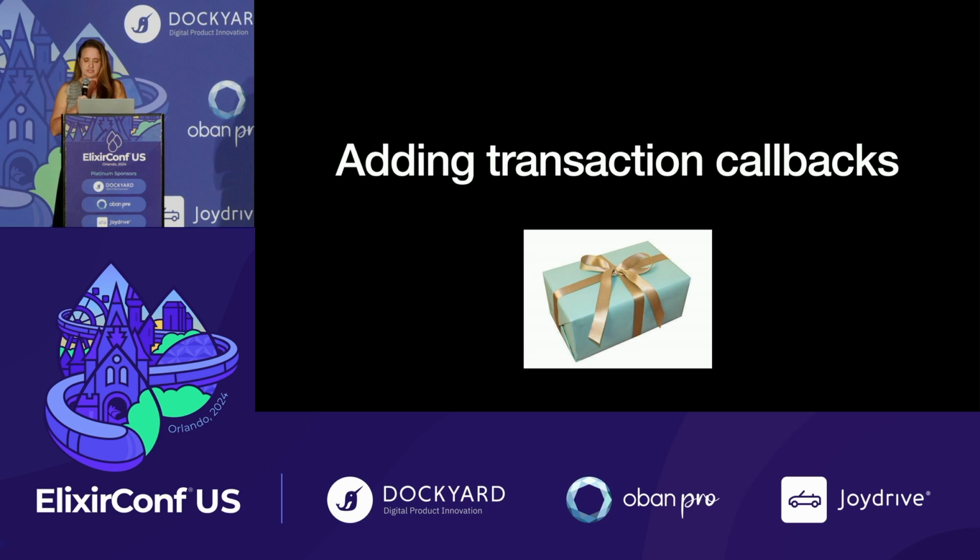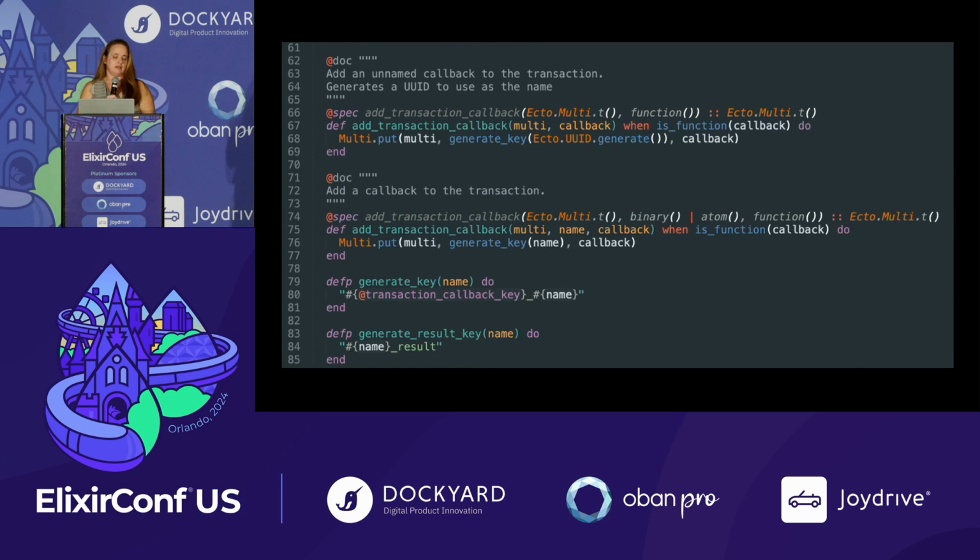Now, this is something new. I introduced this last year at DScout. And what this looks like is I added some functions to our repo module. And you can see on line 67 and on line 75 there, I have add transaction callback. Now, the main difference between them is that the function on line 67 does not require you to pass in a name. I suggest you always use the function on line 67, which only begs the question, why have I defined the function on line 75?